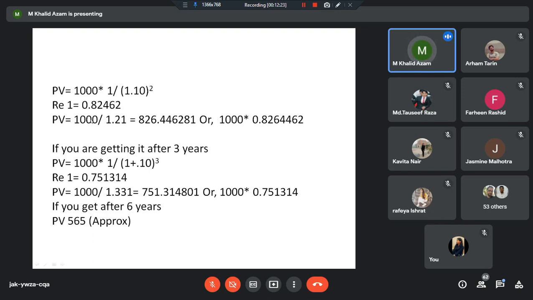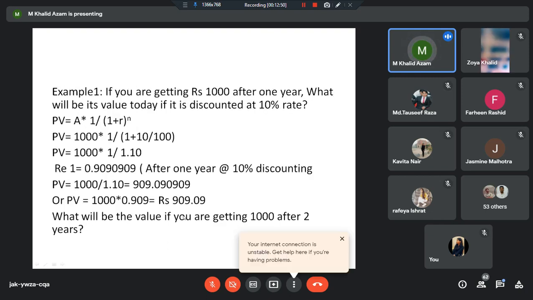So what will happen in this case? So this 1.1 multiplied by 1.1, it is coming 1.21. 1000 divided by 1.21. So how much is the value now? You are getting 826 rupees. So you are getting 1000 after 2 years. Now try to see. In the first year, if you are getting it just after 1 year, its value is 909.